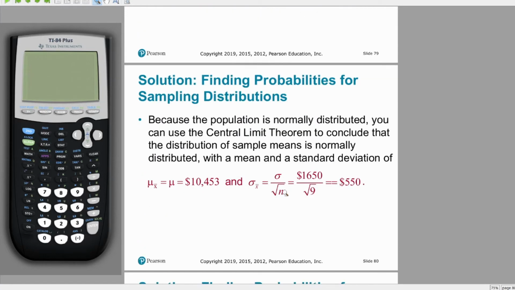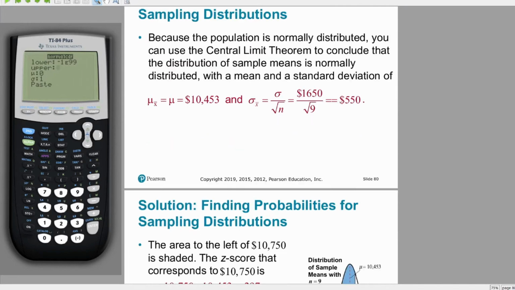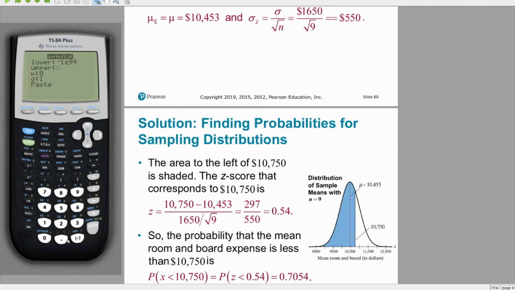again, we can run it through carefully by hand, or we can run it in the calculator, where we do second distribution, normal CDF. Our lower boundary is something very, very large and negative, to say that we're going off as far down as we possibly can. Our upper boundary here is that value of 10,750. Our mean, in this case, we're going to say it's close enough to talk about it in terms of mean mu in place of the mean of sample means mu sub x bar, so 10,453.